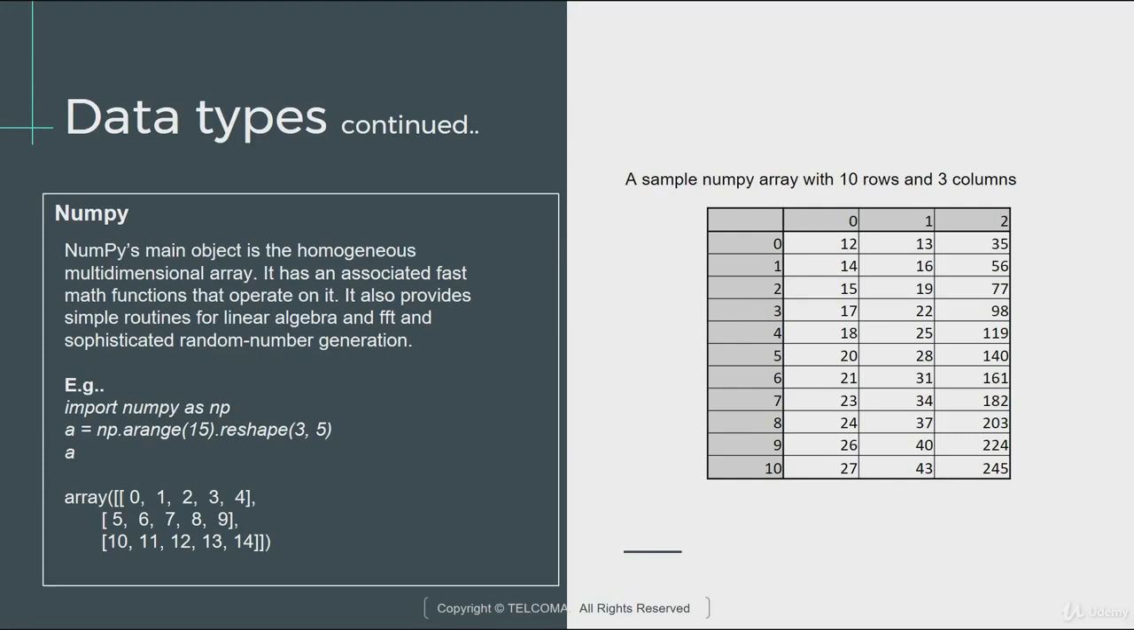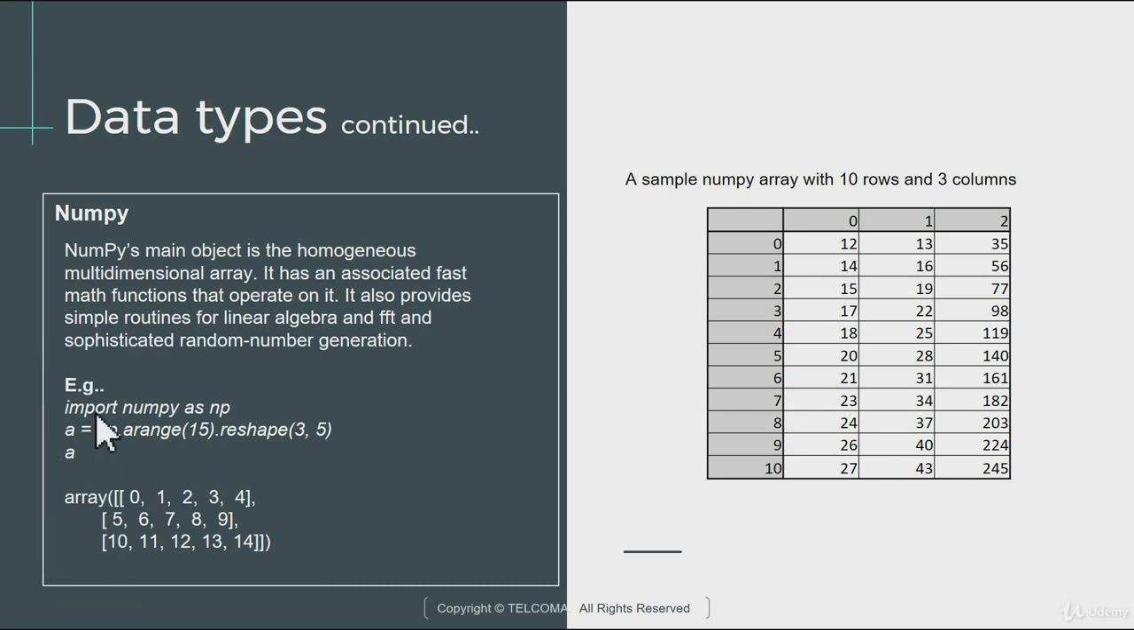So let's explore NumPy. NumPy is a Python-based package whose main object is the homogeneous multidimensional array. It also provides us with a vast collection of functions that help us with linear algebra, fast Fourier transform, and trigonometry. It also has a very sophisticated random number generation module. In the bottom section over here, we see a sample code to use NumPy.